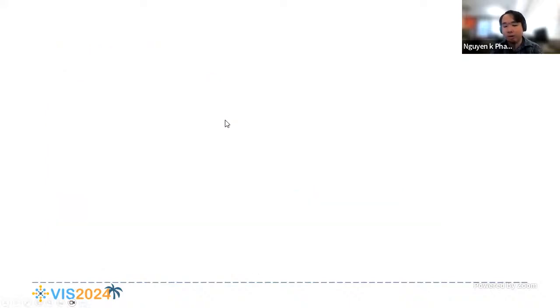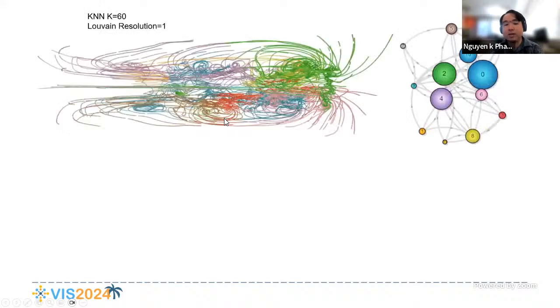Let's walk through an exploration of the Plume dataset using our tool. We first obtain the community detection result from performing neighbor search, with k equal to 60 and Louvain resolution 1. In the first step, we see the full Plume visualization in 3D, with colors representing different communities detected by the Louvain algorithm. This gives us an initial overview of the flow structure with about a dozen distinct communities visible. The corresponding graph view shows how these communities are related to each other in our abstract representation.